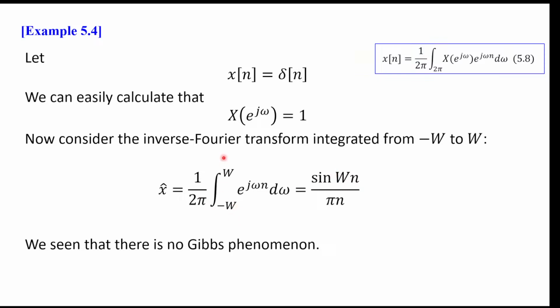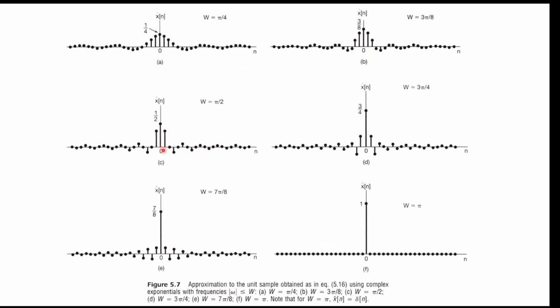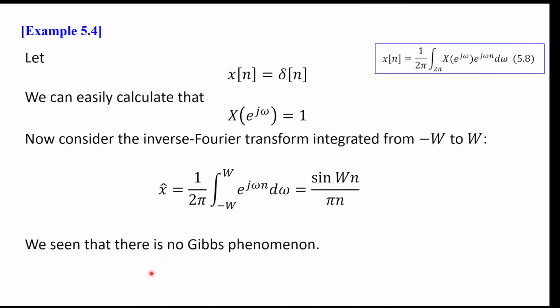But W doesn't need to go to infinity, you only need to go from minus pi to pi. And you see that as you increase W from pi over 4 and 3 pi over 8 and pi over 2, 3 pi over 4, etc., your signal looks more and more like your delta of n. And indeed, when W equals pi, you converge to delta of n exactly, and it has no Gibbs phenomenon. So a block wave in the frequency domain will converge nicely to a discrete signal here.